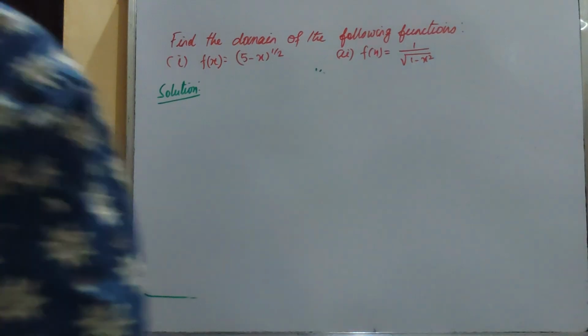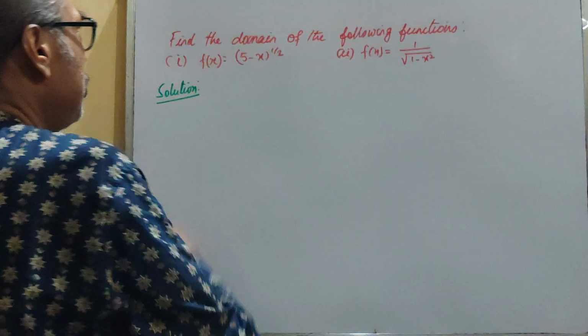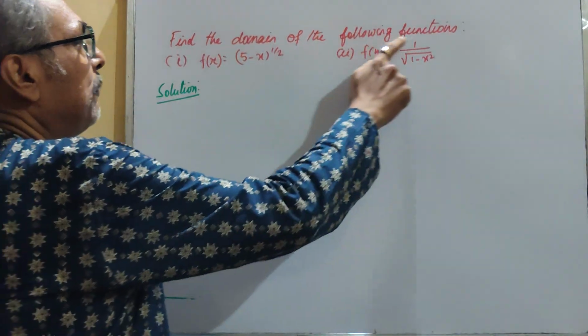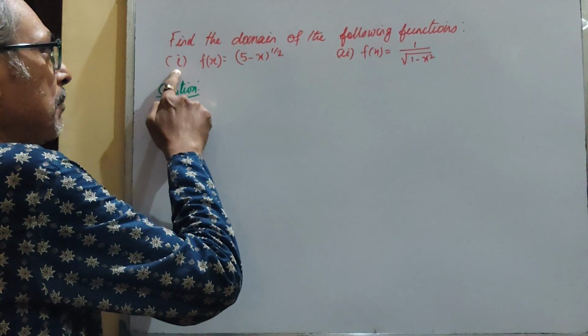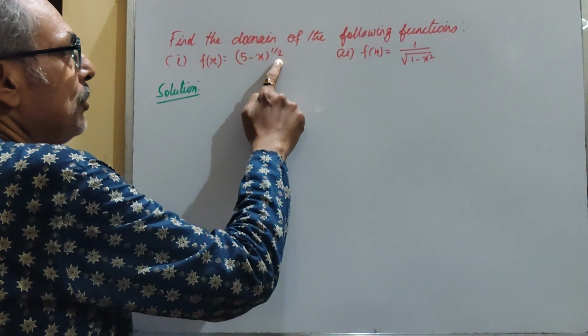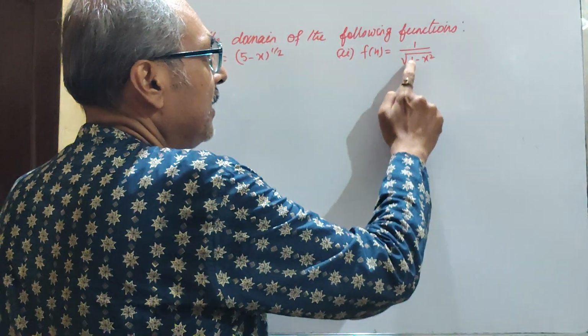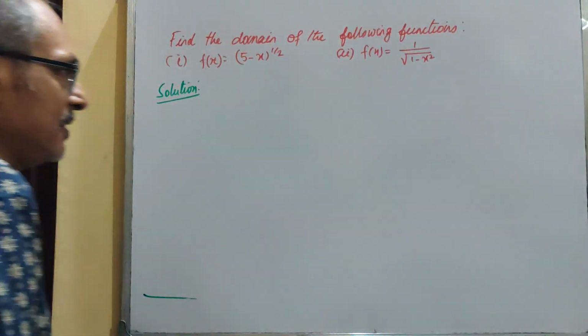Hello, in this video we want to solve this question. The question is, find the domain of the following functions. Number 1, f of x equals (5 minus x) to the power half, and number 2, f of x equals 1 by under root of 1 minus x square.